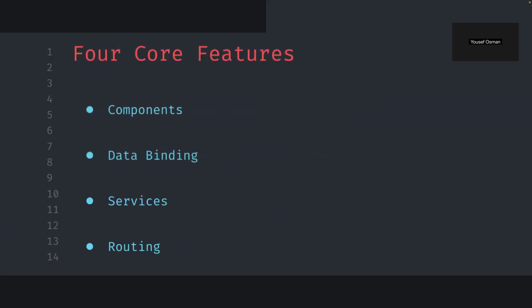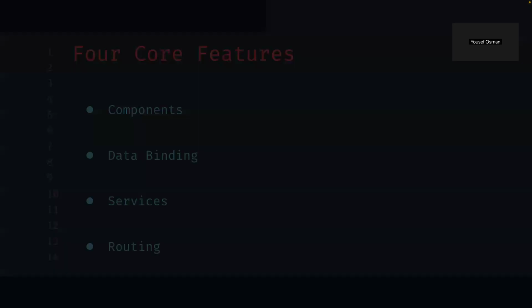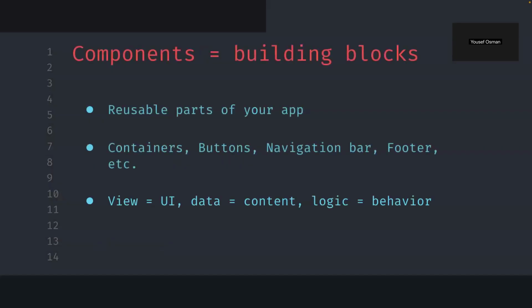Let's talk about the four concepts of Angular: components, data binding, services, and routing. There are a bunch of other things you can look up later, but we don't really have time to talk about all of that, so I'll just cover four major things. Components: how many of you are familiar with the concept of components here?